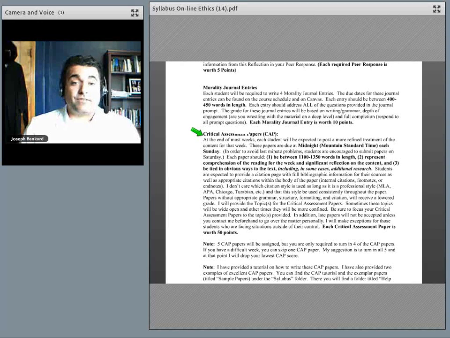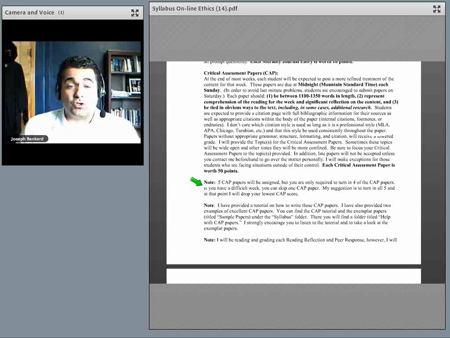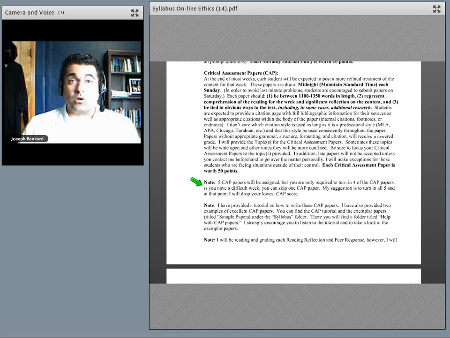These CAP papers, there's 5 due during the course of the 7 weeks. I only grade 4 of them, so you get a free one. My suggestion to you is to write all 5, and then I'll just drop your lowest score. But if you find yourself with a hectic week, you can just not write it, and that's fine. You don't have to give a reason, nothing. I'll just drop that 0, and I'll count the other 4 that you turn in.